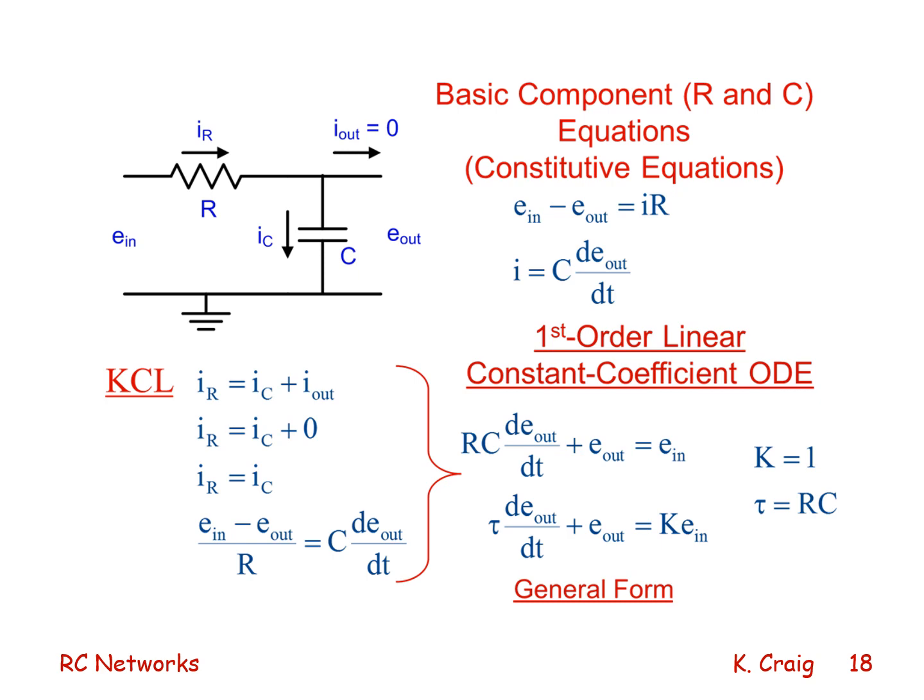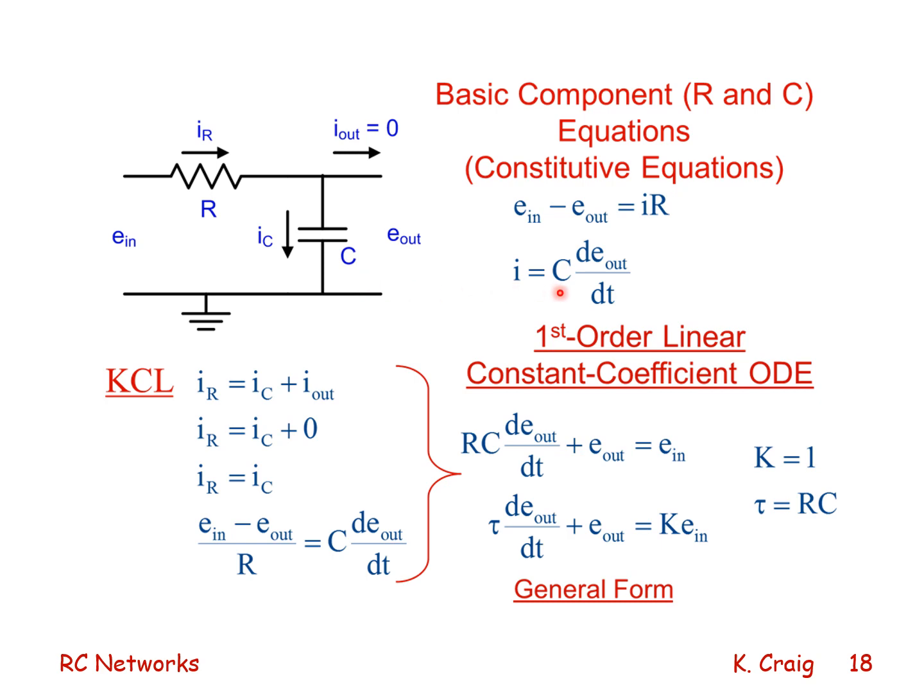So here you see basic components R and C equations, which are the constitutive equations. For a resistor, it says E in minus E out, or the voltage drop across the resistor, is equal to the current flowing through the resistor times the resistance. And for the capacitor, the current flowing through the capacitor, which we know doesn't really exist, it's around the circuitry, it's through the circuitry around the capacitor.